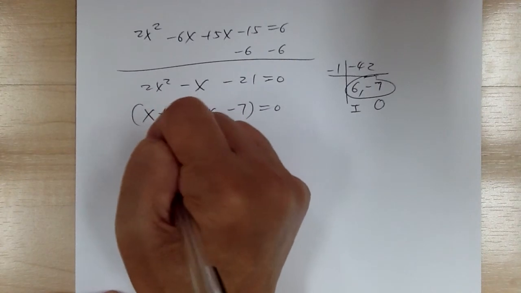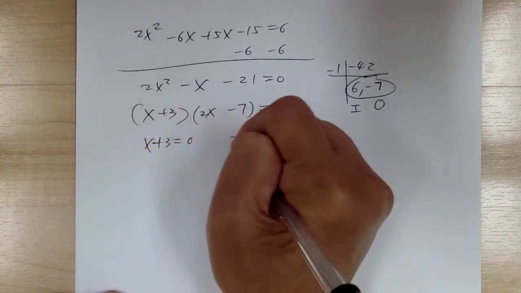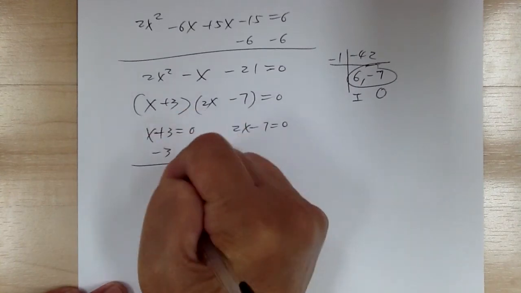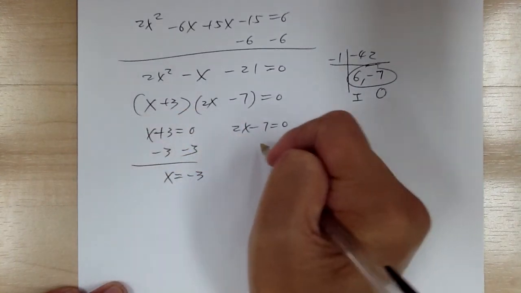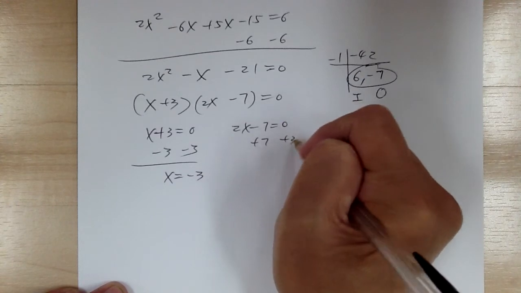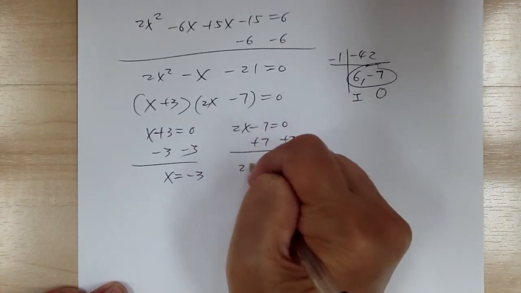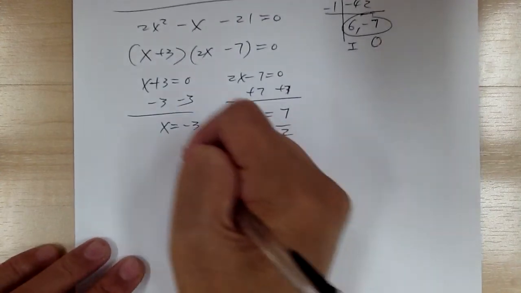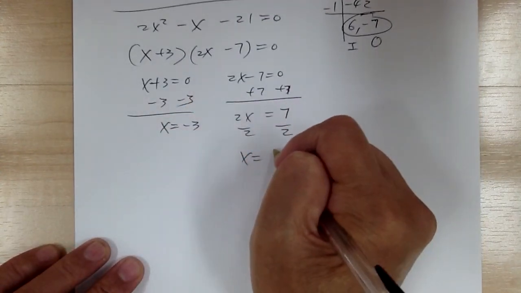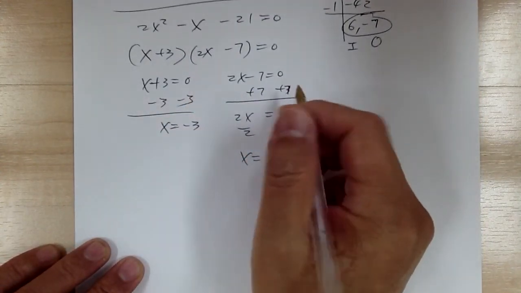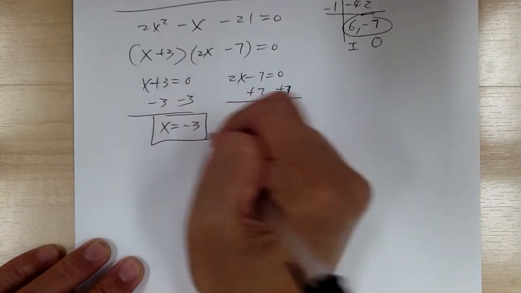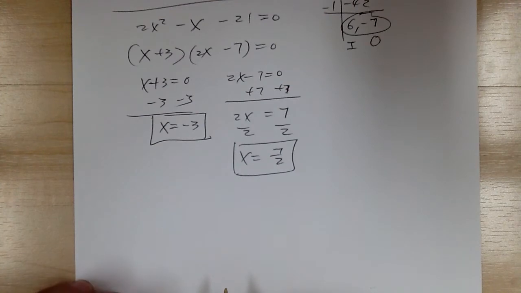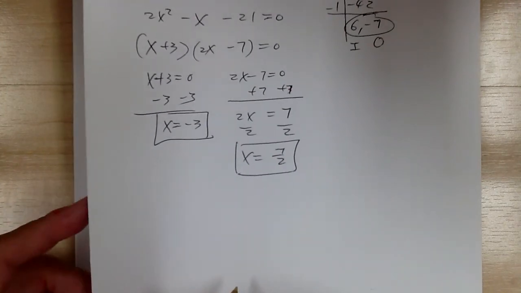So you set it equal to 0. Minus 3 on both sides. So you got x equal to negative 3. This one, plus 7 on both sides. So you got 2x equal to 7, divided by 2, divided by 2. So x equal to 7 over 2. And so you got this answer and this answer. Okay, let's go to 23.